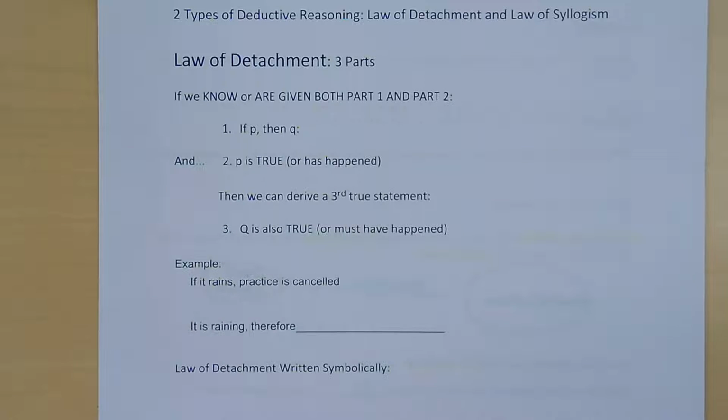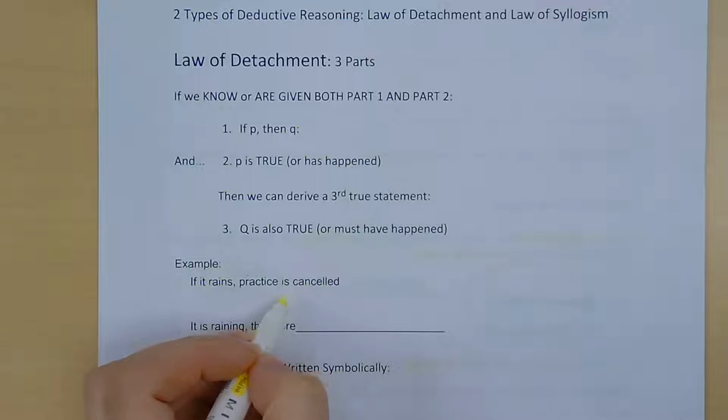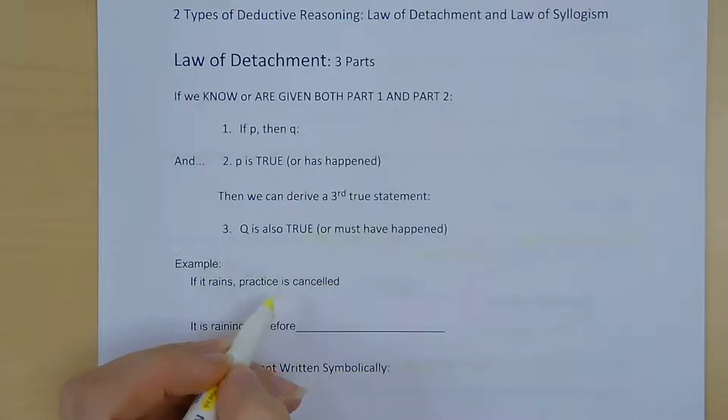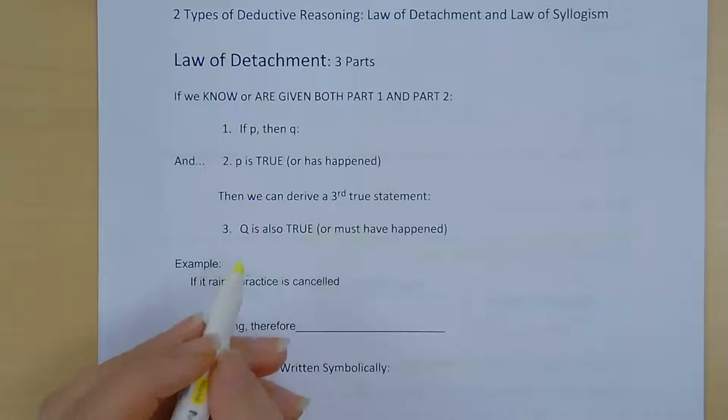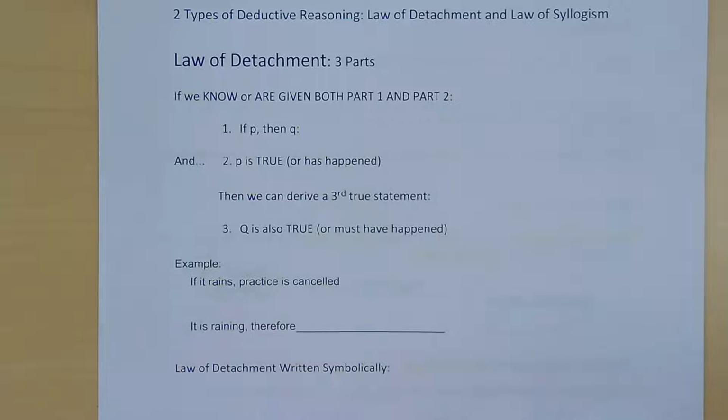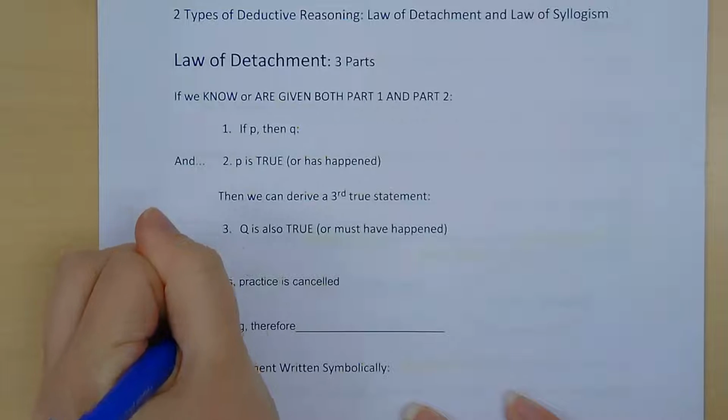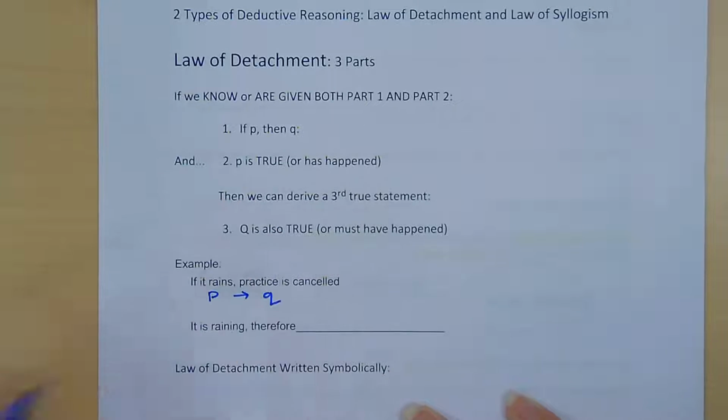So let's look at an example. If it rains, then practice is canceled. So that is a statement or a conditional statement that they are giving us. That if it rains, then practice is canceled. We also know that P is going to be true. So this is our P to Q.